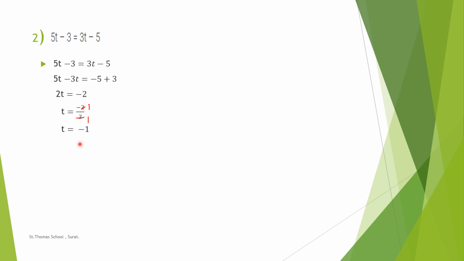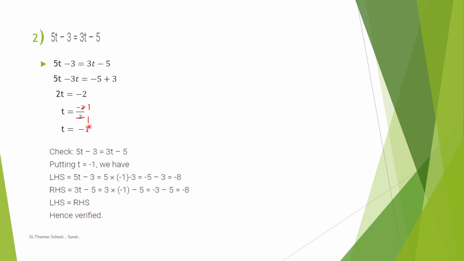Now you have to check, right? So substitute the value of t in LHS side and RHS side and both the answers should be same. Write the question once again. Putting t is equal to minus 1, we get LHS here 5t minus 3 and RHS here 3t minus 5. So t is equal to minus 1. So 5 multiplied by minus 1. This minus sign, put minus sign here, minus 3. So 5 into minus 1, that is minus 5. Again minus 3. Minus 5 minus 3, both are negative number, we should add.